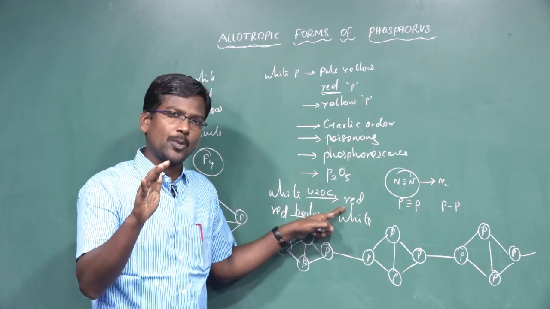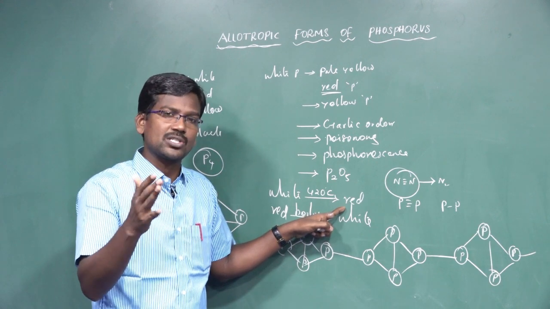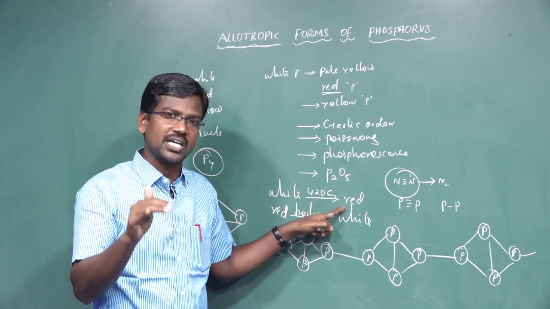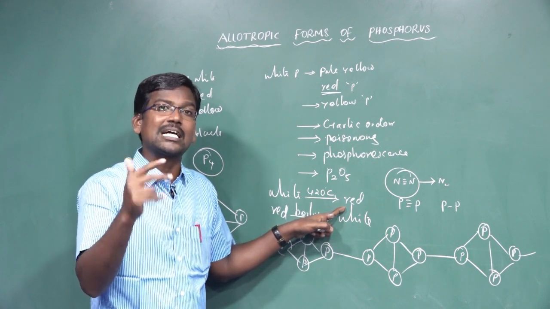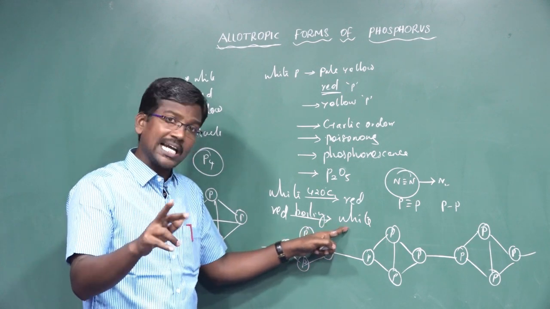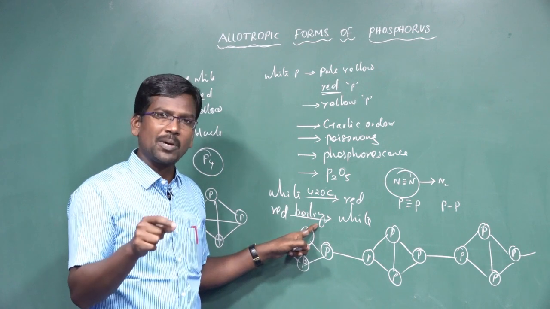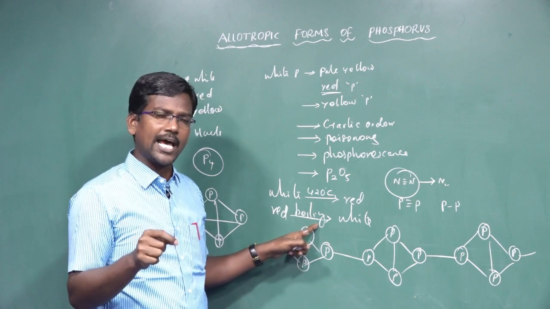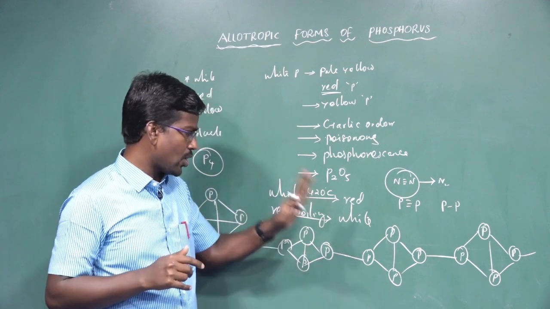Red phosphorus is not a poisonous substance. Red phosphorus has a high ignition temperature, not a low ignition temperature. That's why combustion cannot easily take place. Red phosphorus can further be converted back to white phosphorus by boiling in the presence of atmospheric air. Then the vapor of red phosphorus condenses to form white phosphorus.